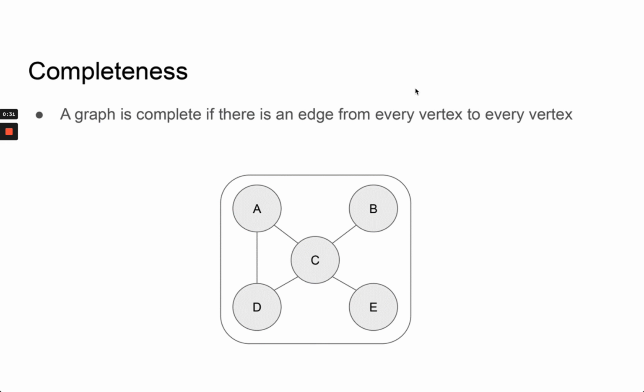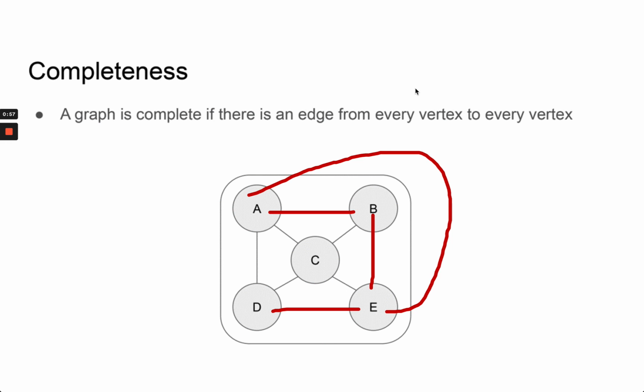So a graph is complete if there is an edge from every vertex to every vertex. This graph is connected, but it is not complete because we would need to have this edge and that edge and that edge for the graph to be complete. And also A to go to E and D to go to B. And do you notice how these two edges cross each other in this drawing?